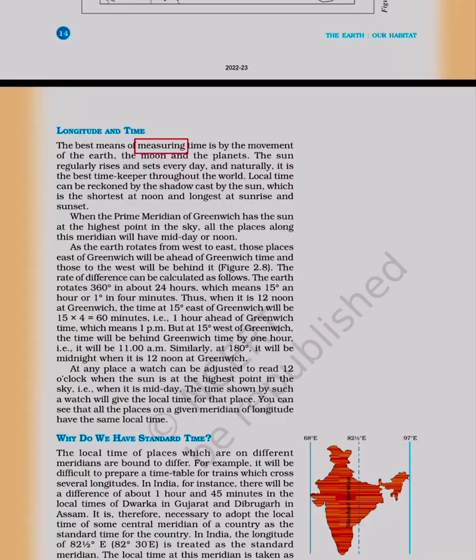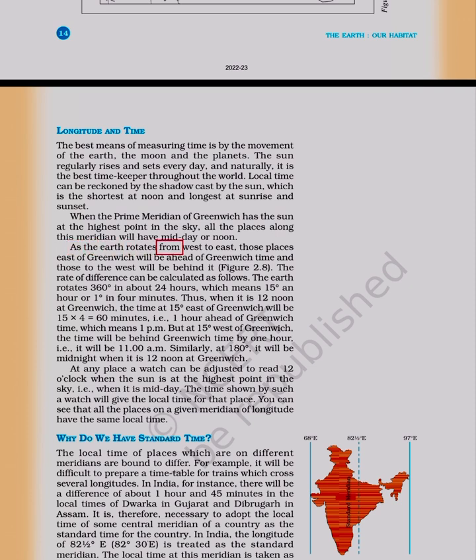The best means of measuring time is by the movement of the Earth, the Moon and the planets. The Sun regularly rises and sets every day, and naturally, it is the best timekeeper throughout the world. Local time can be reckoned by the shadow cast by the Sun, which is the shortest at noon and longest at sunrise and sunset. When the prime meridian of Greenwich has the sun at the highest point in the sky, all the places along this meridian will have midday or noon.